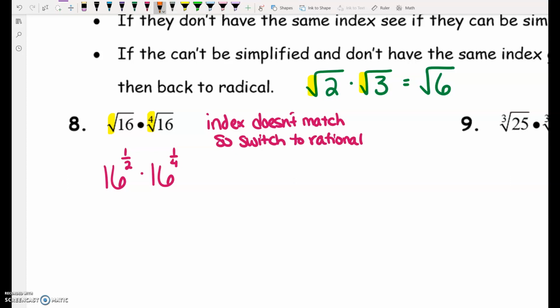Okay, the 1/2, this is a square root. That means it's an index of 2. So the square root of 16 is the same as 16 to the 1/2. The fourth root of 16 is the same as 16 to the 1/4. We're switching from rational to radical form. Now we can take those exponents and we can add them. So we have 1/2 plus 1/4. 1/2 plus 1/4 is 3/4.